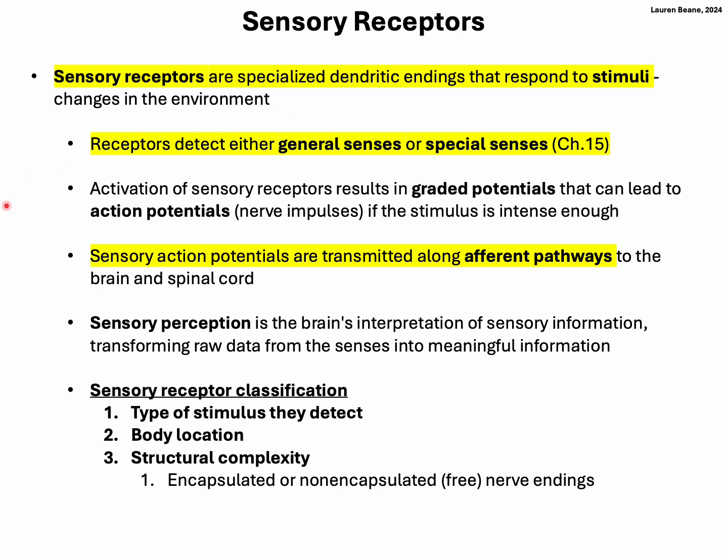Activation of our sensory receptors. So, when a stimulus activates a receptor, it's causing a graded potential, a localized change in the membrane potential. And if that stimulus is intense enough, it's going to generate action potentials or nerve impulses that are going to transmit that information along a sensory neuron to the spinal cord and up to the brain. So, this sensory information travels along afferent pathways to the central nervous system.